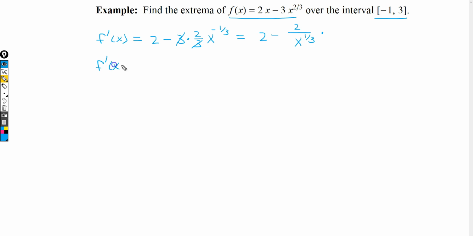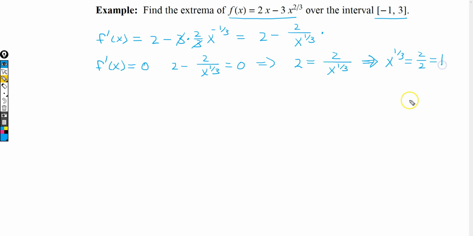So f prime of x, first of all let's find where it's equal to 0, so we need to set this equal to 0 and solve for x. Alright, so that implies that, and let's multiply the x to the 1/3 over to the other side, divide this 2 over to this side, and we're going to get, alright, so we have that x to the 1/3 equals 1, and that implies that x is equal to 1. So that's where our derivative is equal to 0. And of course we could have seen that if we looked at this a little more carefully. Notice that 2 minus 2 divided by 1, well, that's going to be 0.